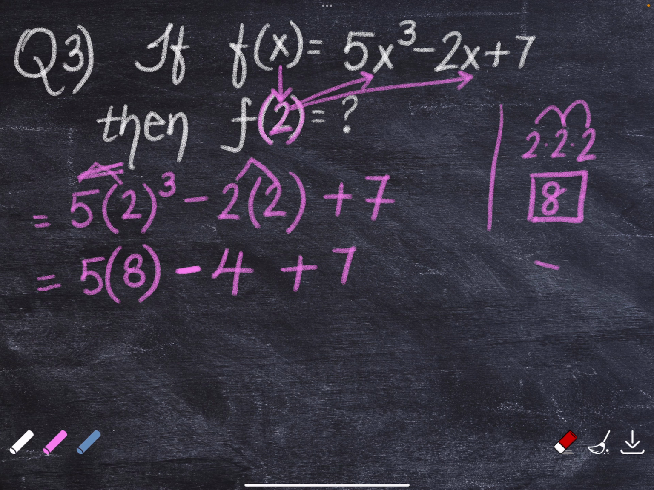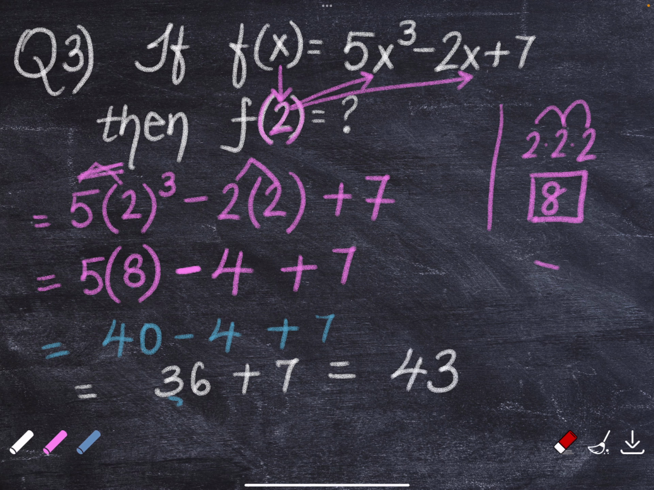Now let's move on to the next step, which is 8 times 5 is 40, minus 4 plus 7. Next, 40 minus 4 is 36, plus 7. So 36 plus 7 is 43. Hence, our final answer is going to be 43 here.